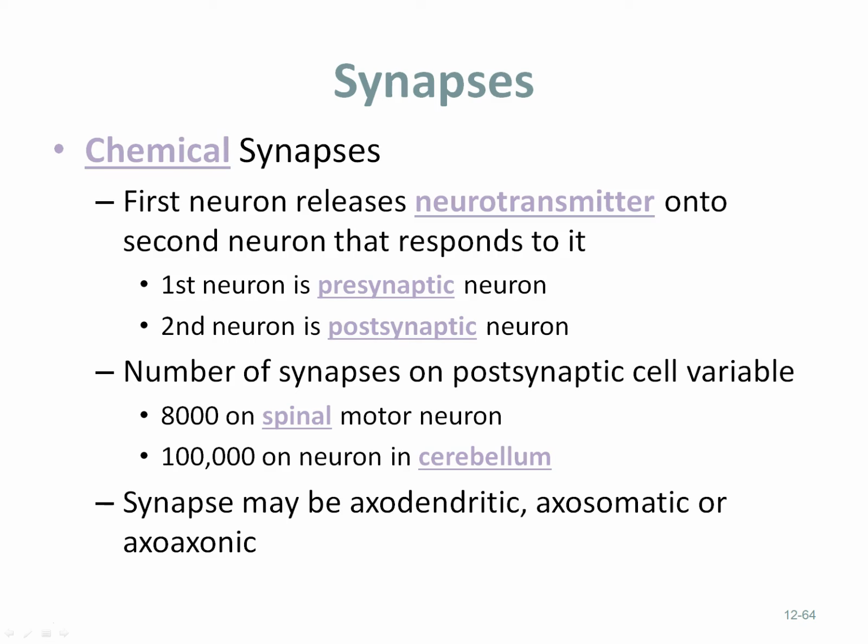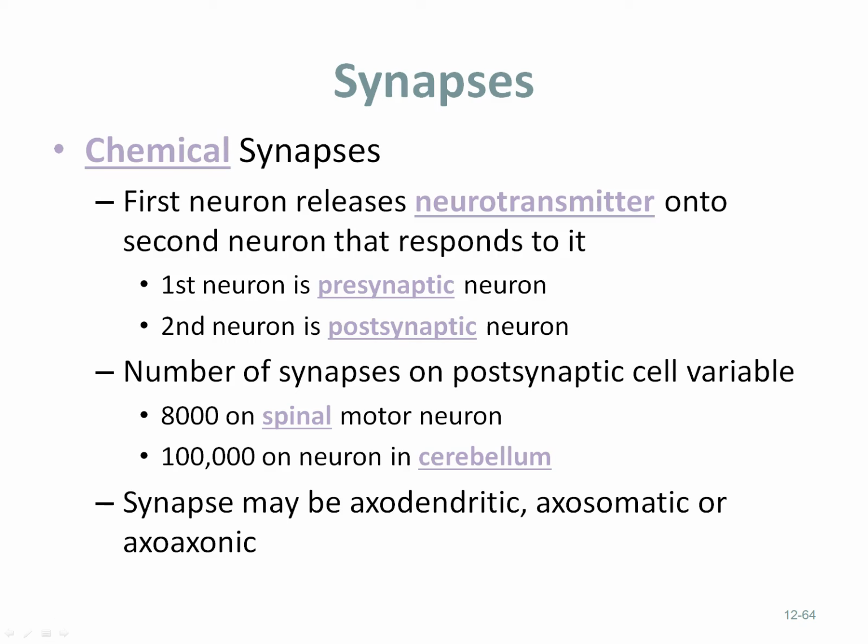We may have 8,000 synapses on a spinal motor neuron, whereas we may have 100,000 synapses on a neuron in the cerebellum. The cerebellum is responsible for comparing our intended motion to our actual motion and for keeping our balance and posture. So the cerebellum gets a lot of input it has to process.